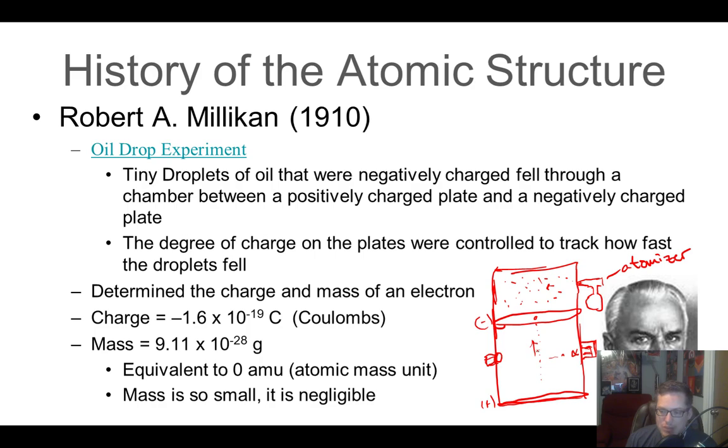Using the microscope, he could measure how fast they'd get dragged up, and he'd notice that some of them would continue falling down, some of them would go up, and then some of them would just suddenly remain stationary and float there. Based on these measurements of the oil droplets going down or going up, he was able to determine the charge and mass of an electron. Millikan found the charge and the mass of the electron, which is pretty astounding because it's a stupid small amount of charge, 10 to the negative 19th, and a stupid small mass, 10 to the negative 28th. It's so small that it's equivalent to 0 AMU.